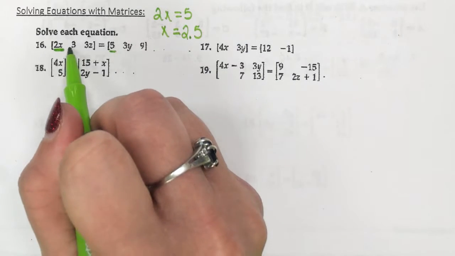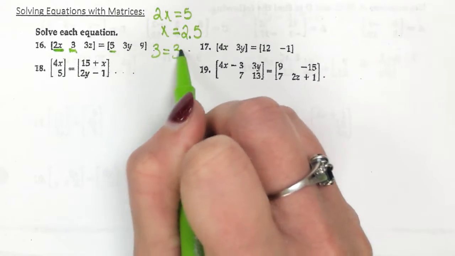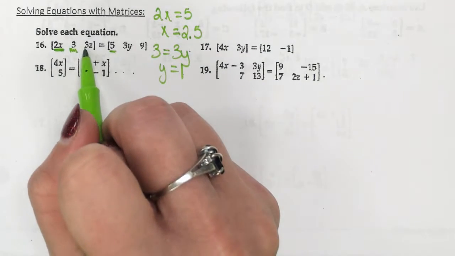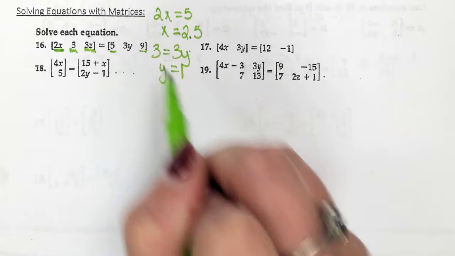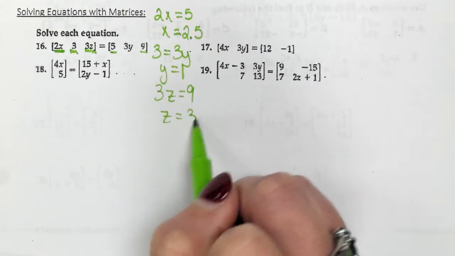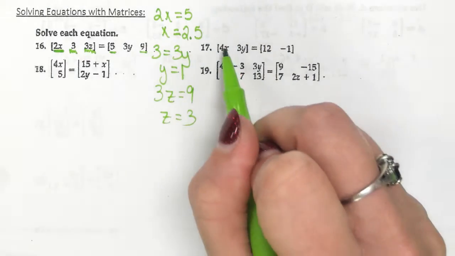All right, what about the 3? What's it line up with over here? 3y. Divide, and you get 1. All right, what about 3z? 9. Divide, and you get 3. Perfect. Y'all okay? All right, what about number 17?